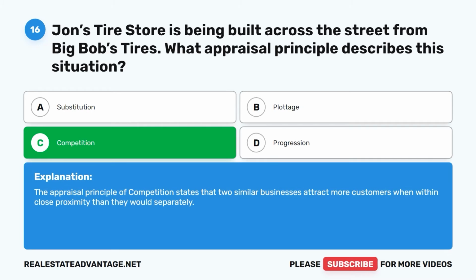The correct answer is C. Competition. The appraisal principle of competition states that two similar businesses attract more customers when within close proximity than they would separately.